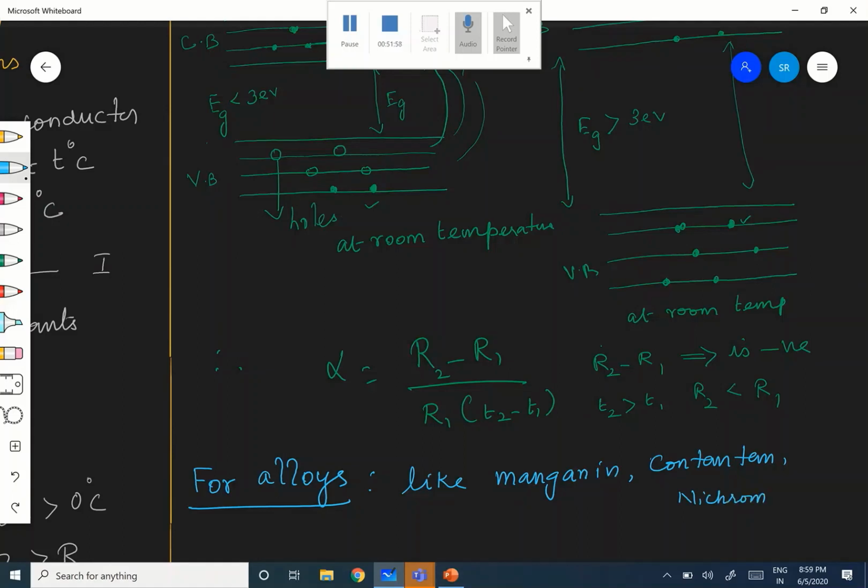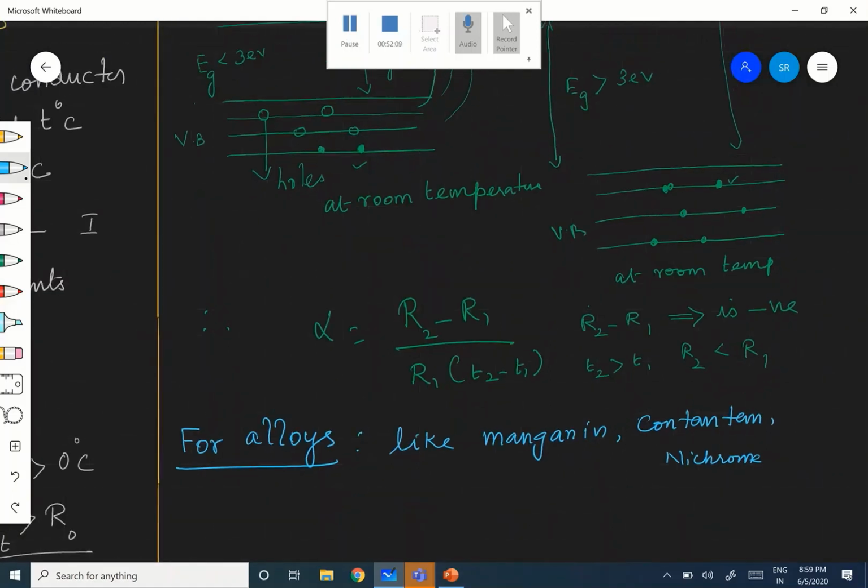What happens here is that alpha is positive only, because after all they are a mixture of many metals. For metals alpha is positive. But what is the difference between metal and alloy here? Here, alpha is positive but small.